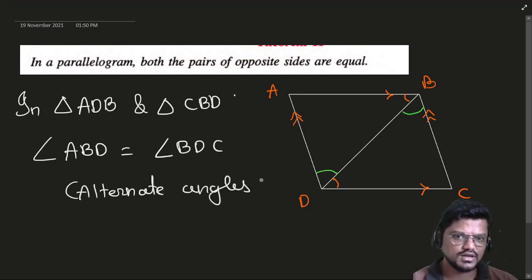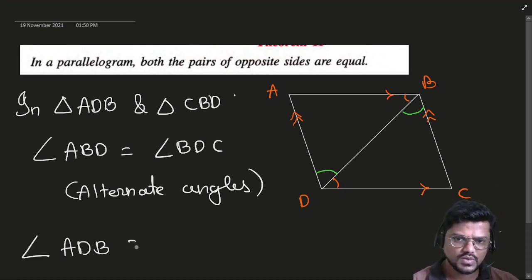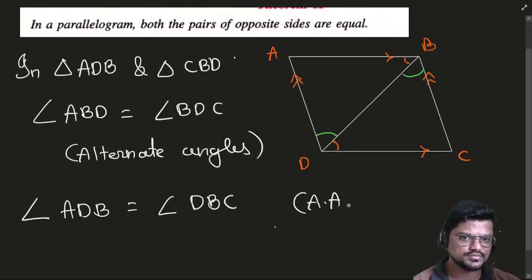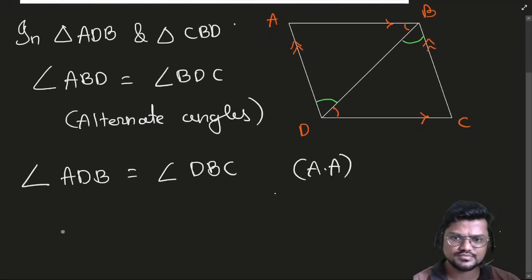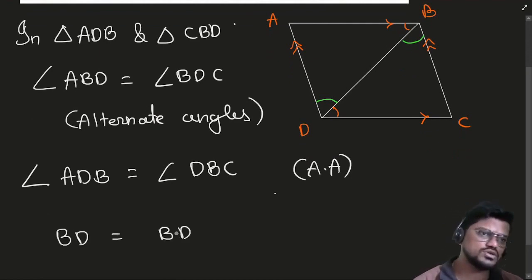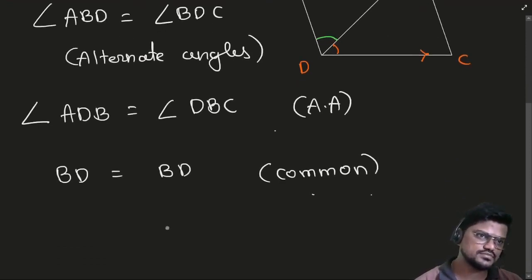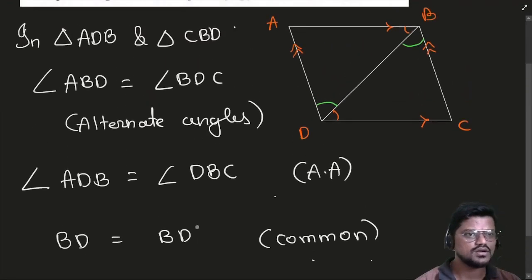They are alternate angles, right? Similarly, angle ADB will be equal to angle DBC. Again, the same reason, alternate angles. Also, side BD is equal to BD because BD is common for both the triangles. So then what I can say, that the two triangles are congruent by SAS test, right? The two triangles are congruent.